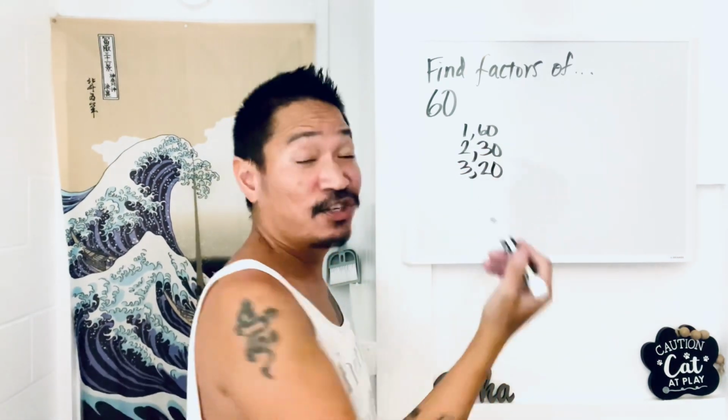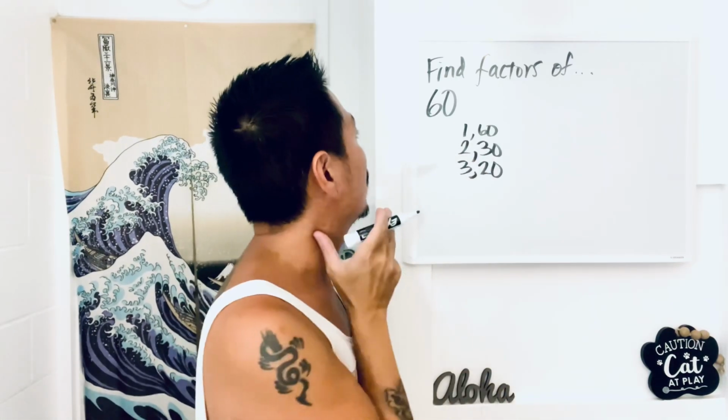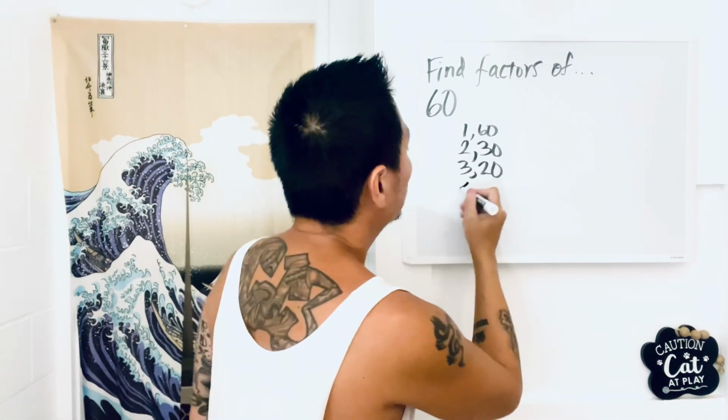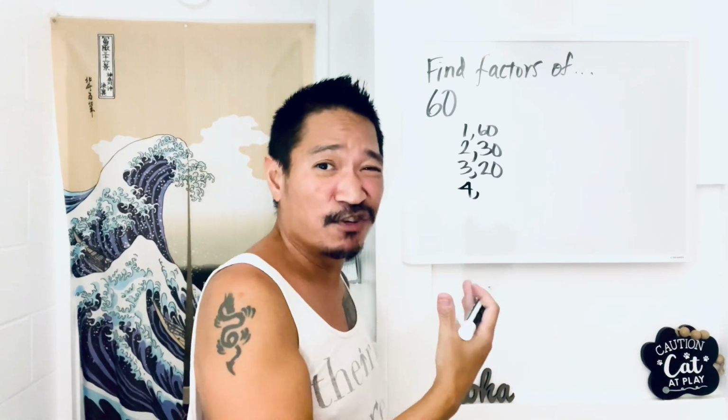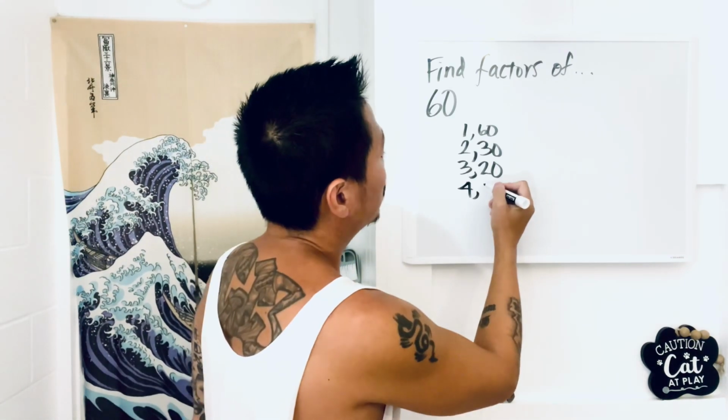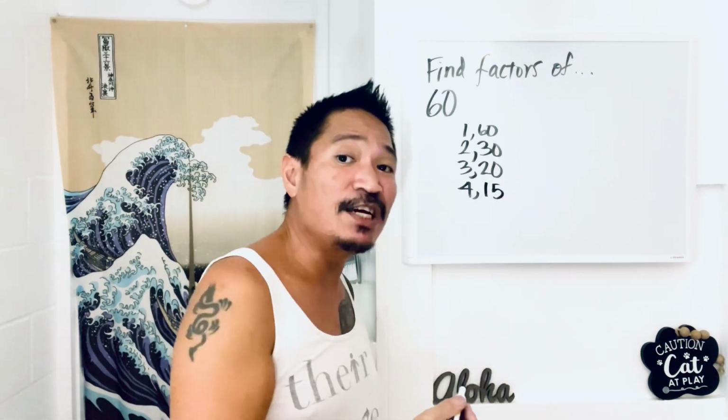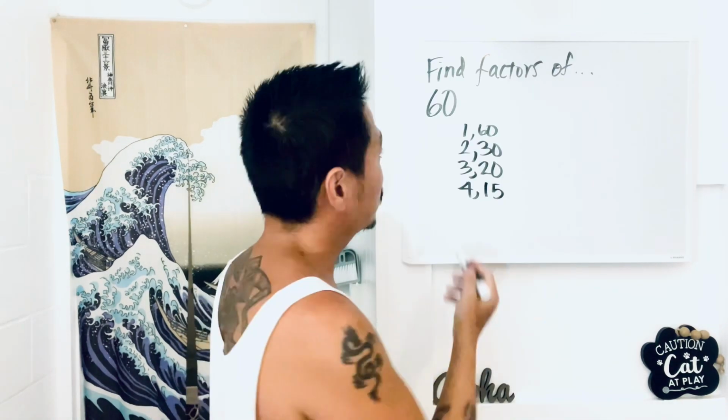1, 2, 3, let's check 4. Does 4 divide this number? Yes, it does. This one, right, we did long division to check. 4 divides 60. 4 times 15 was 60. So we know that works.